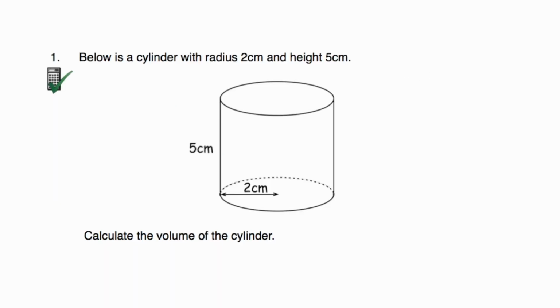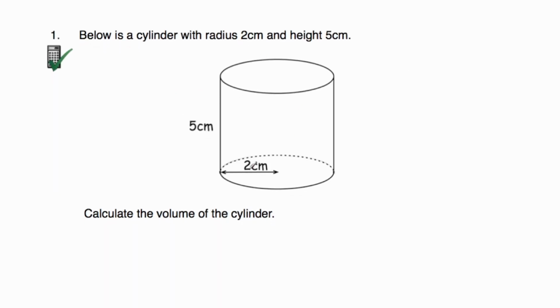So question number one. We've been given this cylinder and we've been told the cylinder has a radius of 2 centimeters and a height of 5 centimeters. And we've been asked to work out the volume of the cylinder. So to find the volume of a cylinder, the volume is equal to pi r squared h. In other words, find the area of the circle and then multiply by how tall the cylinder is. So we're going to do pi times 2 squared and then times that by 5.